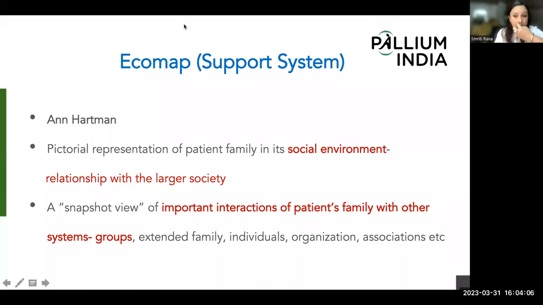Now, how many of you here are aware of this thing called EcoMap? Can I just see a show of hands? You can use the emoji reaction button or whatever it's called. How many people here know EcoMap?